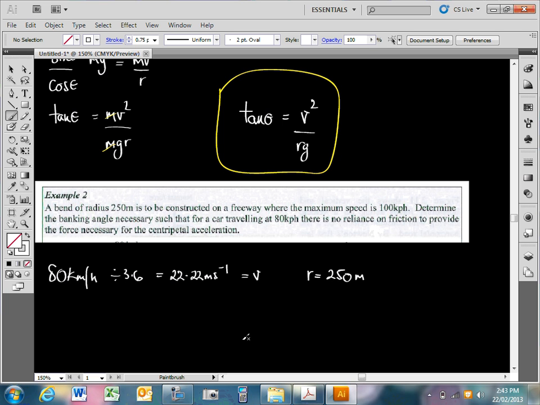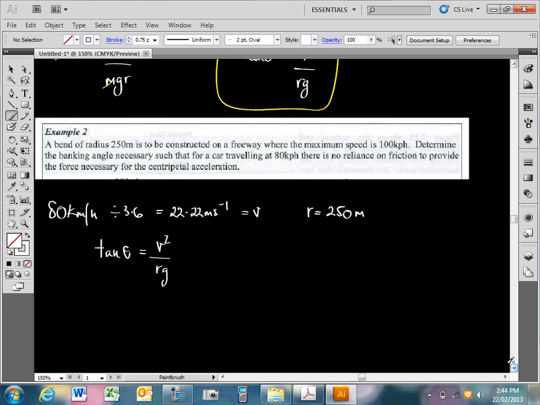So what are we looking for? Yeah, banking angle. So we could say tan theta equals v squared on rg. Remember, one note I wanted to make: always start with your formula when you're answering the questions. This is not optional. That's what I want you to do. Show the examiner, show the person marking the test, which is most of the time me, what you're going to use. Okay, I'm going to try and use this. It might not be right. You might not be able to use it, but at this stage, it looks like I can.